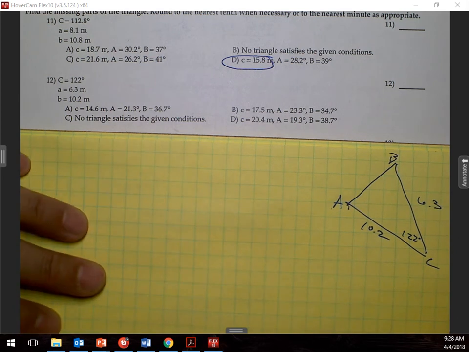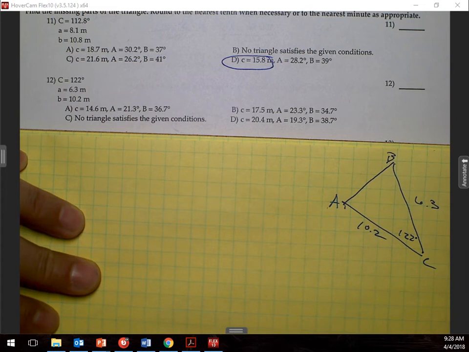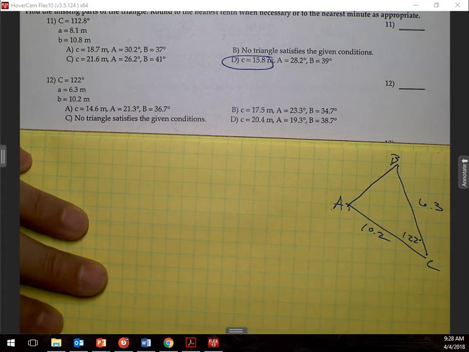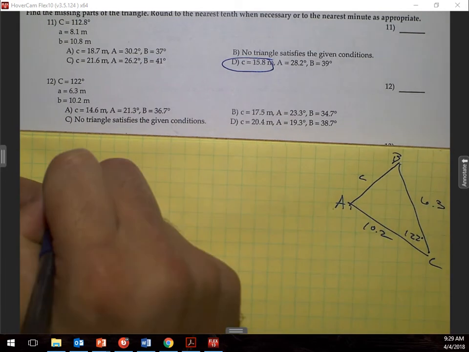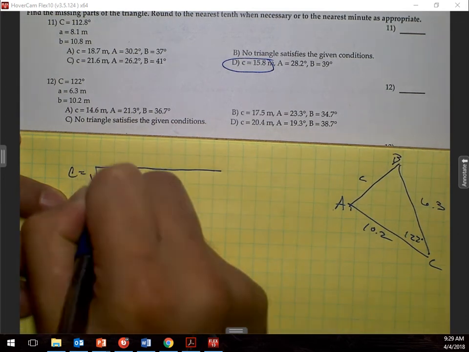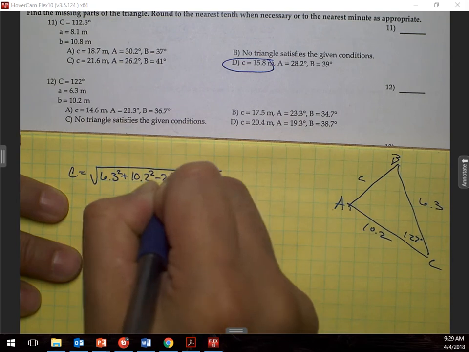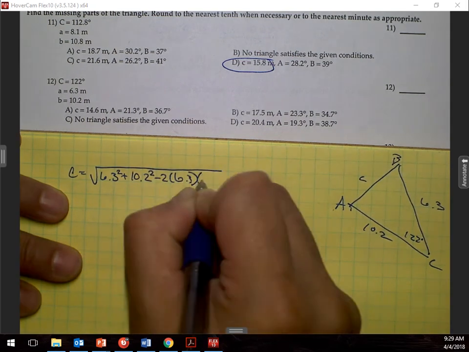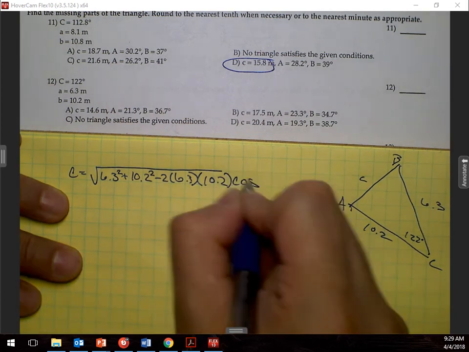All right. What are we going to solve for? Actually, no. What type of triangle is this? Side angle side. So it's going to be SAS, and I'm going to solve for which side? Cosine. Little c, right? Very good. So law of cosine again. C equals square root of 6.3 squared plus 10.2 squared minus 2 times 6.3 times 10.2 times cosine 122.